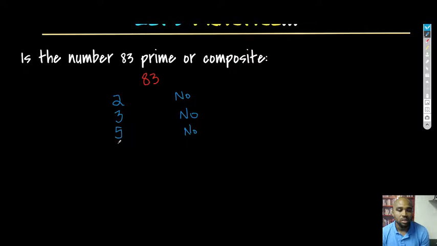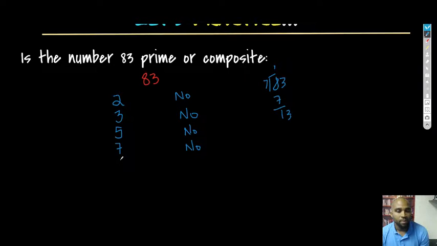Can't use 6 because 6 is not prime, but 7 is prime. Can 83 be divided by 7? I'm pretty sure it can't, but let's go ahead and do that right here. 7 gives me 13. 1 doesn't go into 13 equally, so it's going to be a decimal. No.